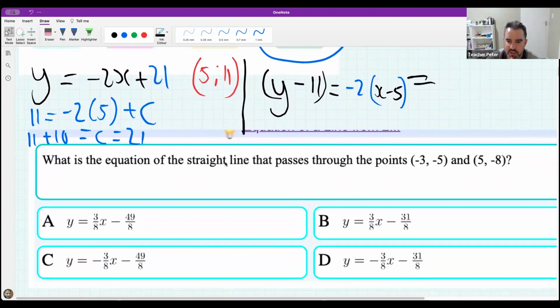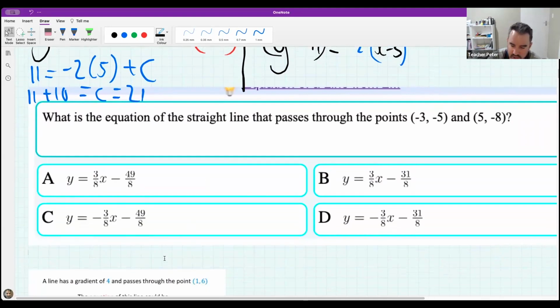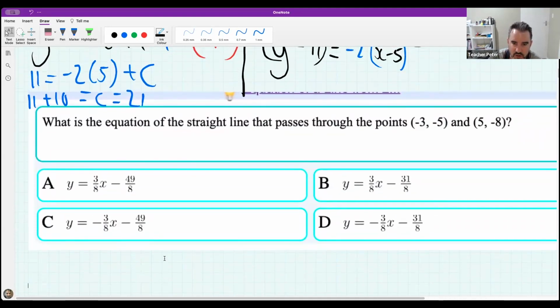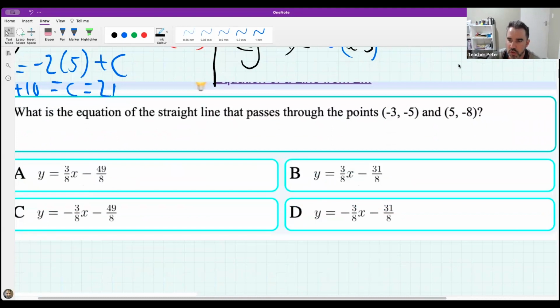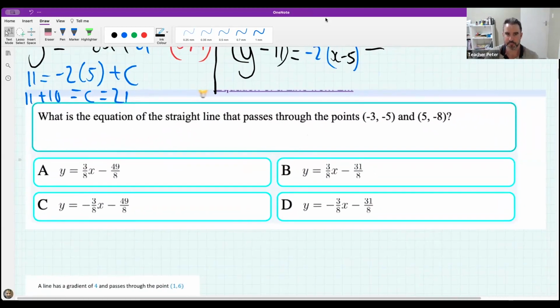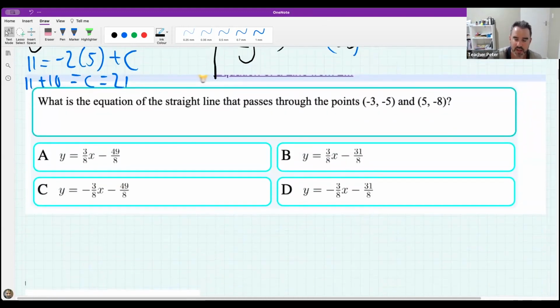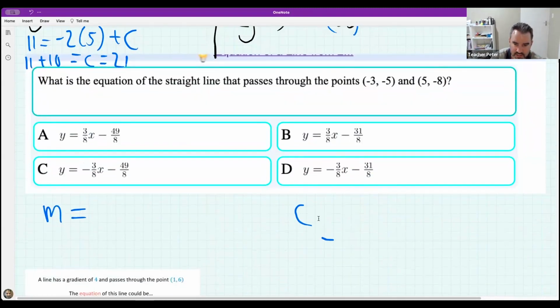All right, let's do another one. But this time, I'm going to take it up a notch. I'm going to get fractions involved. So I want you to work out what is the equation of the line that is going through these 2 points. And we know that step 1 is going to be finding the gradient, and step 2 is going to be finding C.